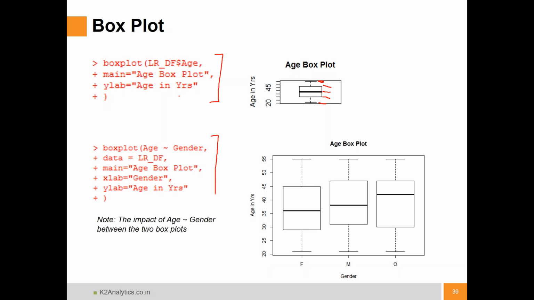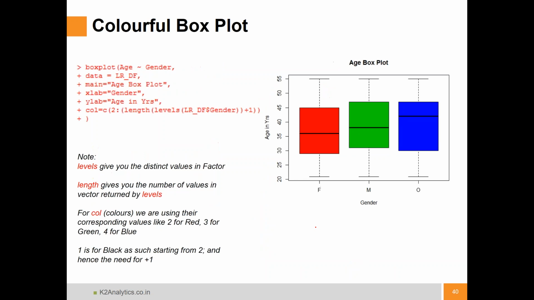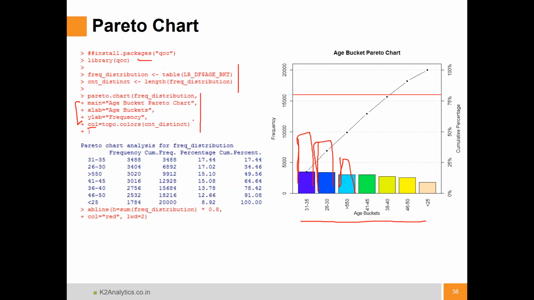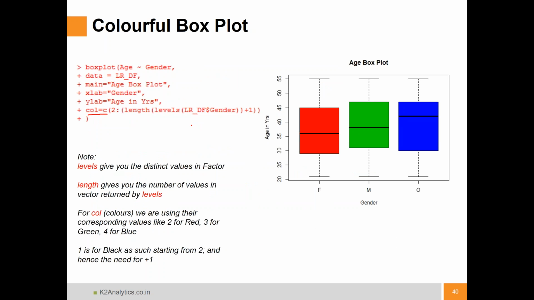But if I want to see the age distribution by, say, gender, so I've got 3 categories on gender and then this. Okay, I want to make it colorful, so I add this color element also. I have now given 3 different colors myself using a vector. I could use topo also: col equal to topo.colors with the count of distinct categories, I could have used there also.